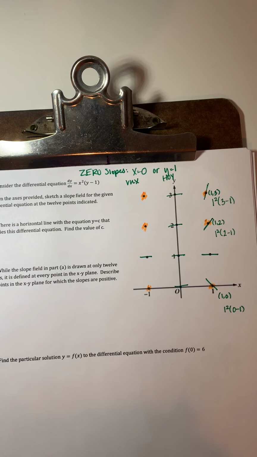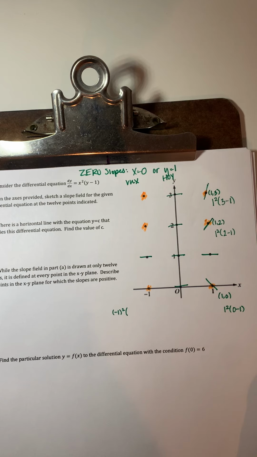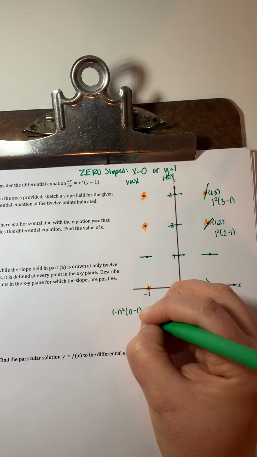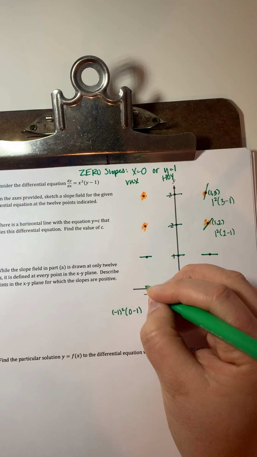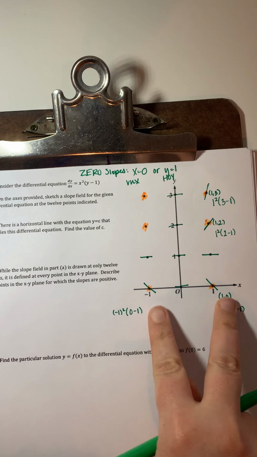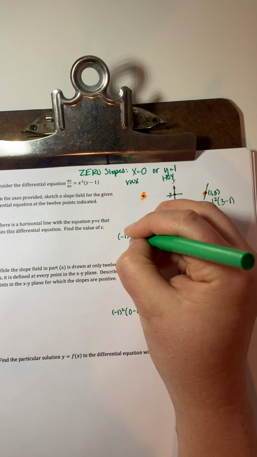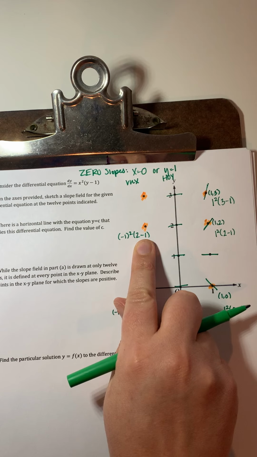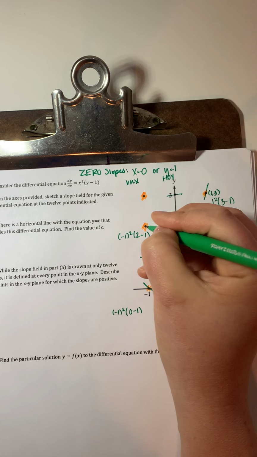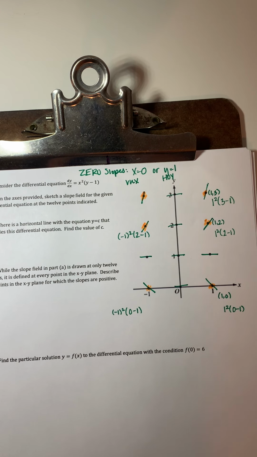Moving over here, I have negative 1 squared times 0 minus 1. Well, negative 1 squared is positive 1, and 0 minus 1 is negative 1. Multiply those out, negative 1. And then I notice they match. Negative 1 squared times 2 minus 1, well, that's a positive 1. They match. Well, then they're going to match there too, right?